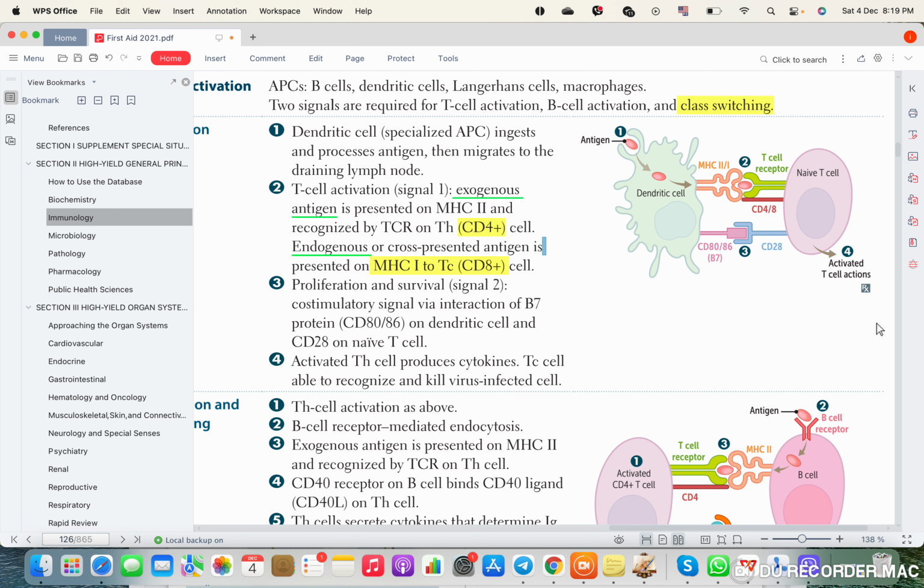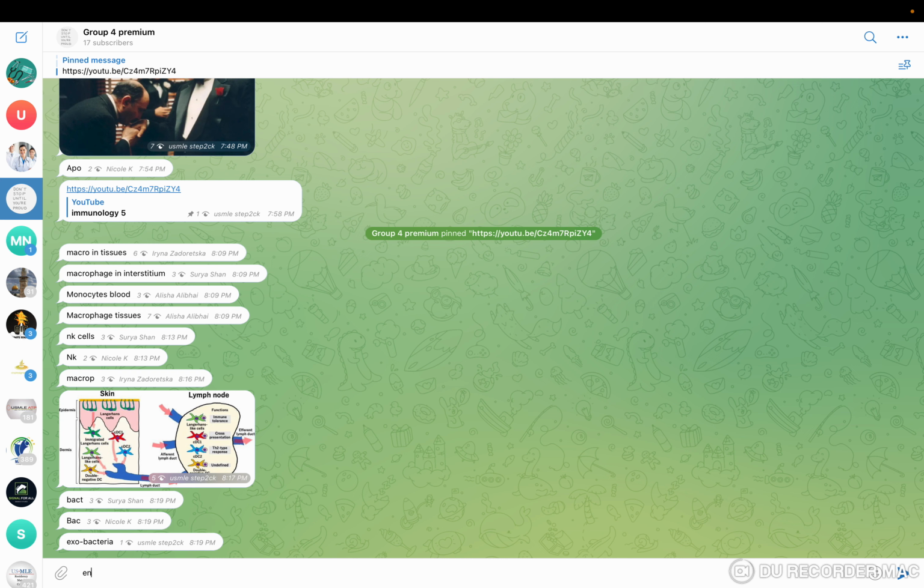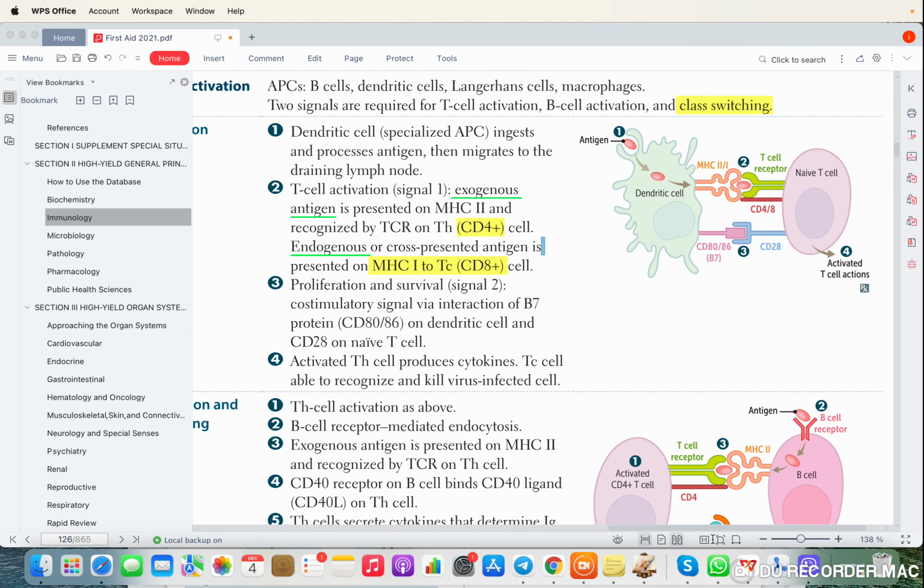So, exogenous antigen. Are they speaking about bacteria or viruses, guys? Exogenous antigen is bacteria. Yeah. Bacteria. What about endo? Viruses from the inside. Yeah.